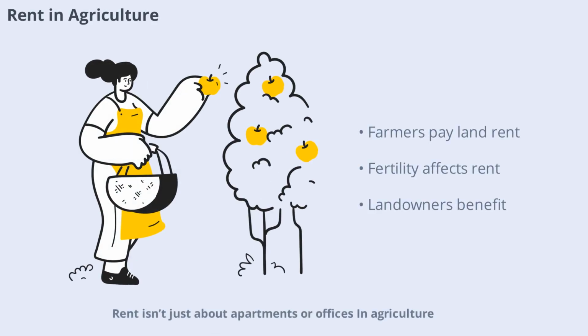Rent isn't just about apartments or offices. In agriculture, farmers often pay rent to use land for growing crops or raising animals. The amount of rent depends on the fertility of the land, its location, and market demand for agricultural products. Landowners benefit from rent, while farmers must factor it into their costs and pricing strategies.